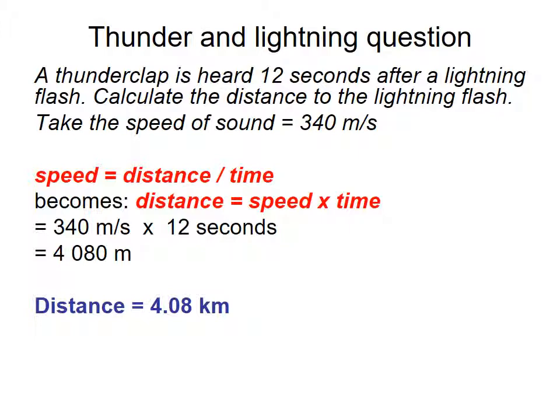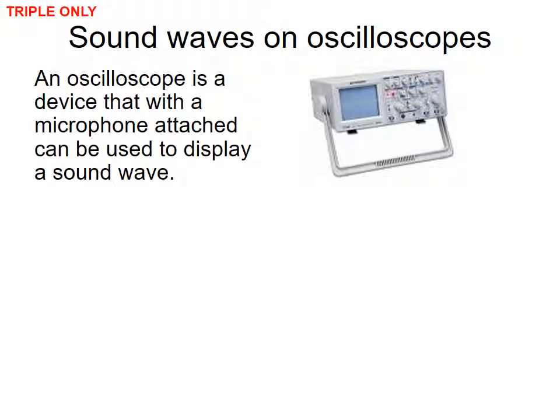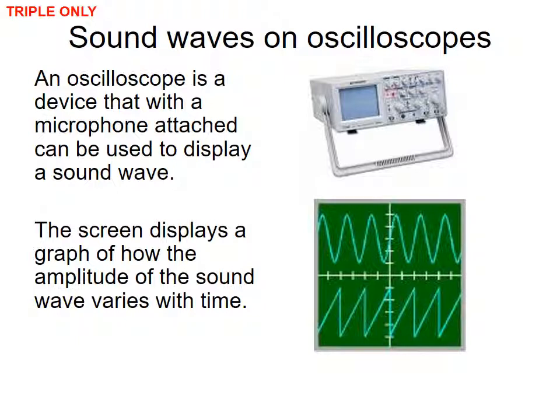Quite close. Another important tool used in physics is the oscilloscope, which is a good way of measuring sound waves, especially. The oscilloscope is a device with a microphone attached, so it can actually visualize a sound wave, and this is what a screen looks like. It gives you the amplitude and also the wavelength.